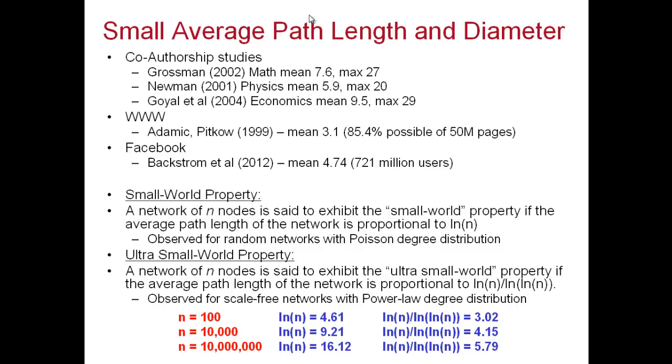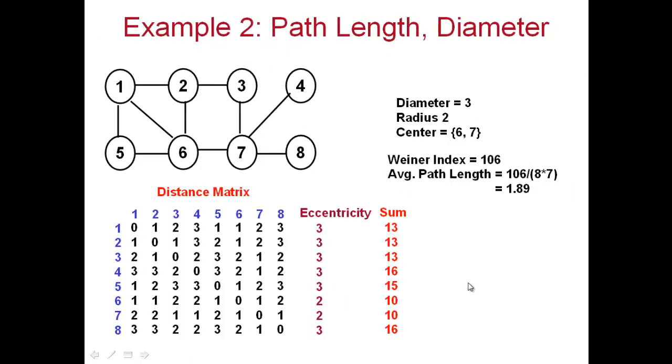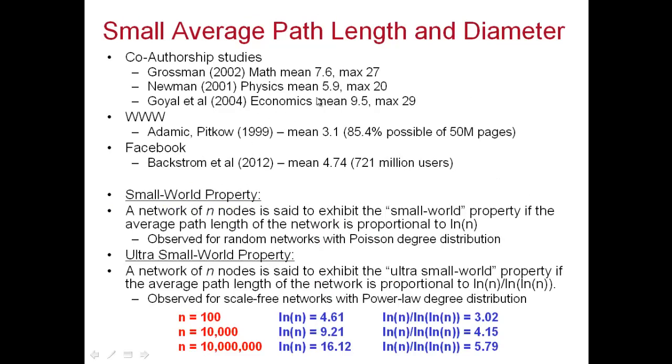So for co-author networks in these different areas in math and other areas, they found the average path length is 7.6 whereas the diameter is 27, and 5.9 and 20, and so on. In our case, you got 1.6 and 3, 1.89 and 3, which is not reasonably different, but here you see it's 7.6 and 27, 5.9 and 20, 9.5 and 29. So for real world networks, you could see the diameter to be sufficiently larger compared to the average path length.